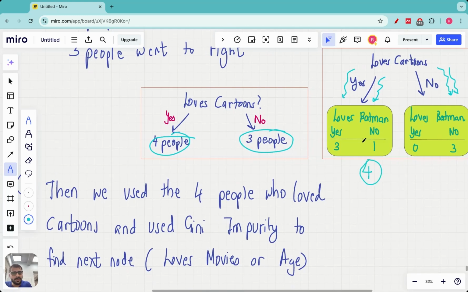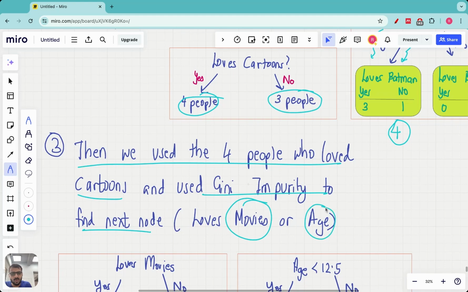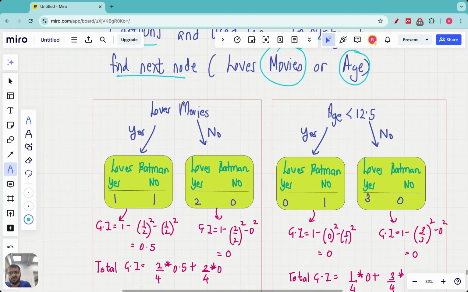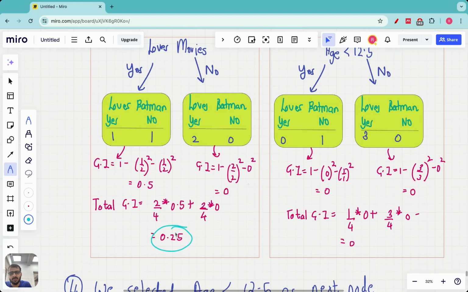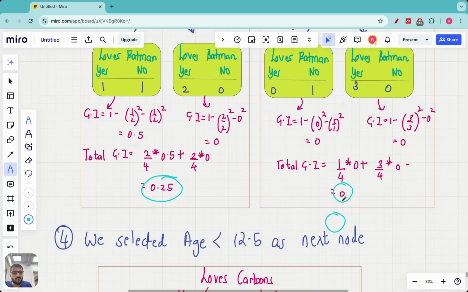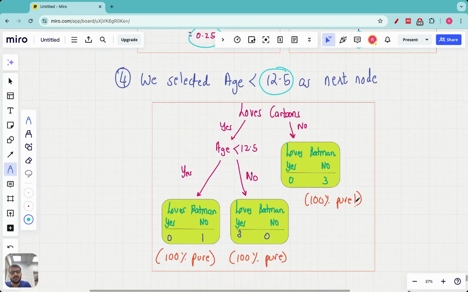So we use the 4 people who loved cartoons, and we use Gini impurity to find the next node, whether it should be loves movies or whether it should be age. So that's what we saw in today's lecture. We found the Gini impurity for loves movies to be 0.25 and Gini impurity for age less than 12.5 to be 0. As a result, we selected age less than 12.5 as the next node.